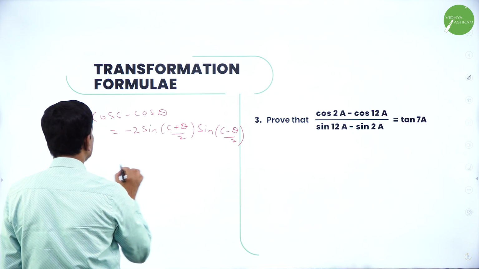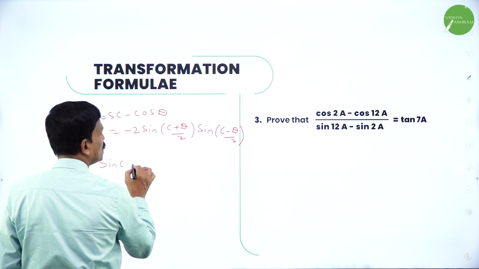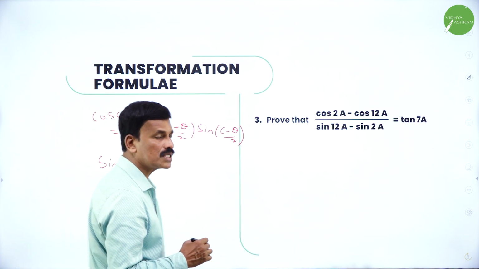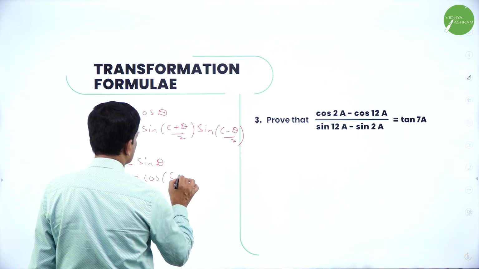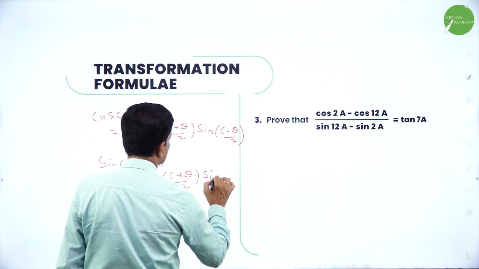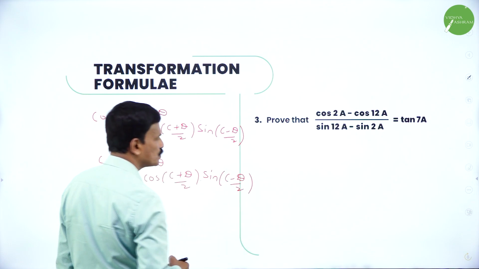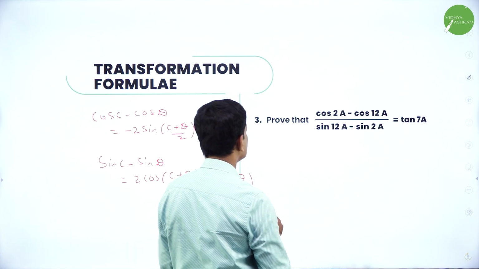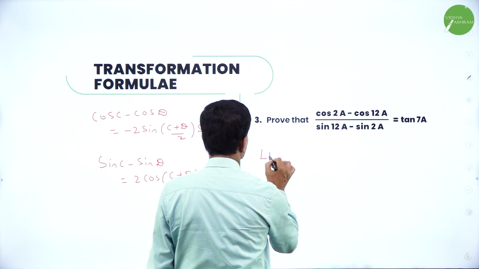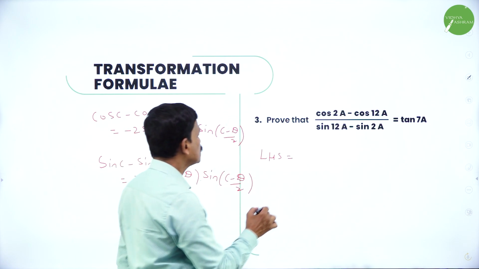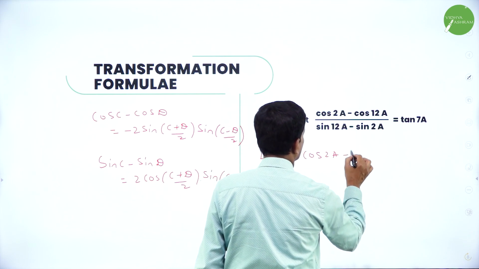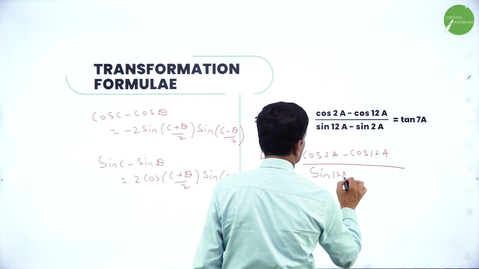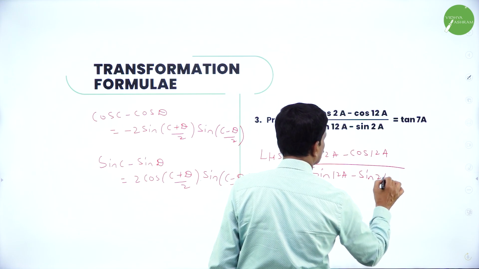Okay. And in the denominator, this is of the form sin c minus sin d. What is the formula for sin c minus sin d? 2 cos c plus d by 2 into sin of c minus d by 2. So these two formulas we are going to use to solve this problem. Okay. Now take LHS. What is LHS? Now write down the LHS. LHS is cos 2a minus cos 12a divided by sin 12a minus sin of 2a.